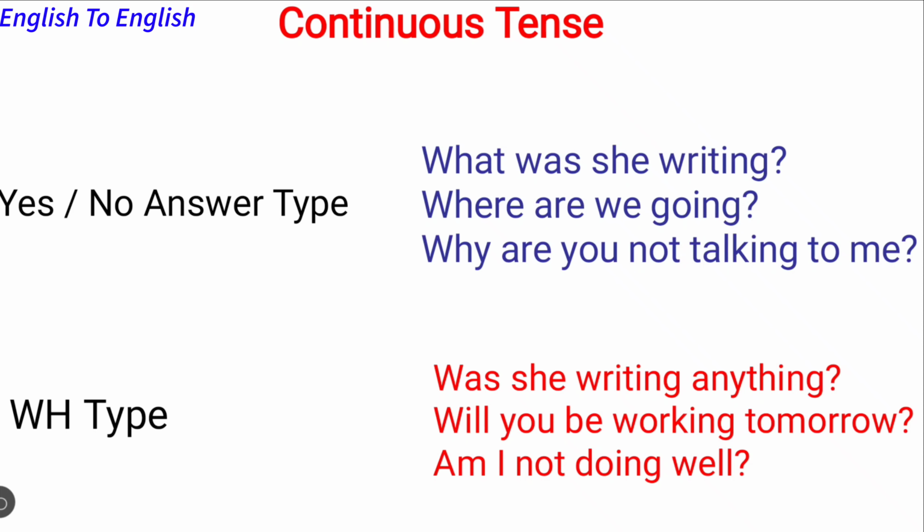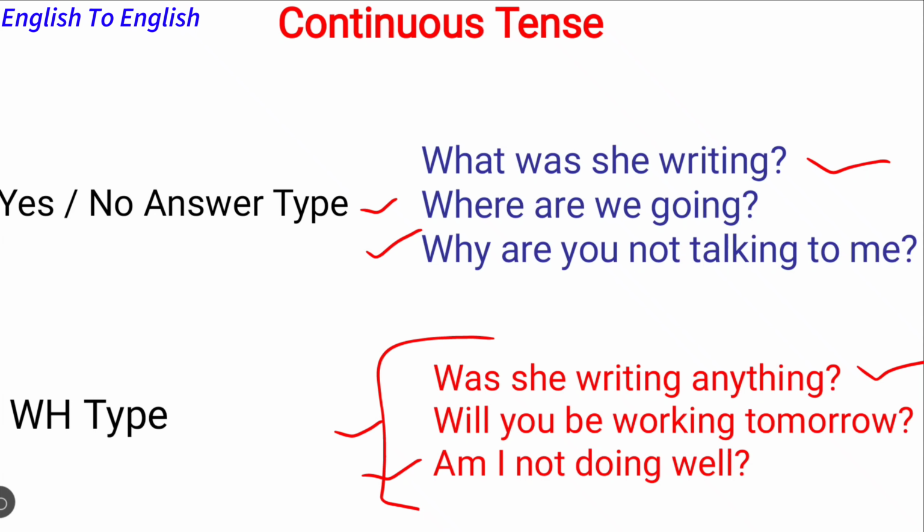So, was she writing anything? What was she writing? Will you be working tomorrow? Where are we going? Am I not doing well? Why are you not talking to me? So here you can say, what was she writing? We have to explain the thing. Where are we going? We have to tell the place or the spot where we are going. Why are you not talking to me? The reason you have to explain.